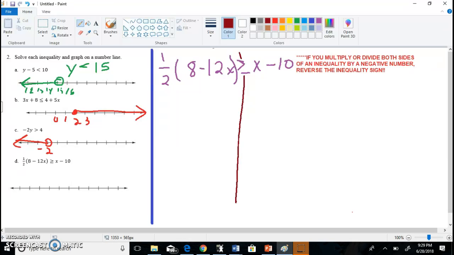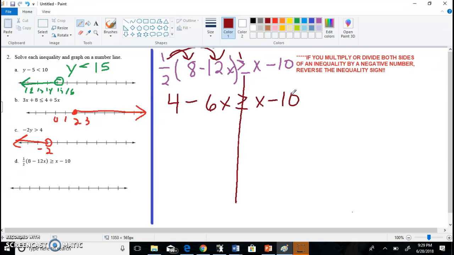There's a parentheses on the left hand side, and we can do the distributive property. So hopefully you'll remember that. That's when, if you can't add the numbers inside the parentheses or subtract them, 8 minus 12x, they're not like terms, you can multiply the number outside of the parentheses by each term inside the parentheses. So 1/2 times 8 is 4, and 1/2 times negative 12x is negative 6x. And then we bring down our greater than or equal to sign, our x, and our minus 10.